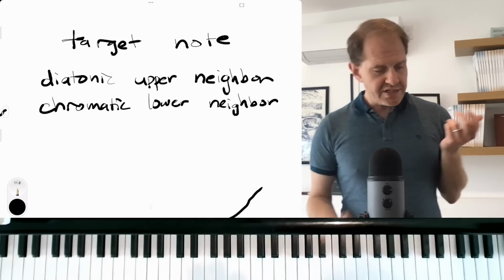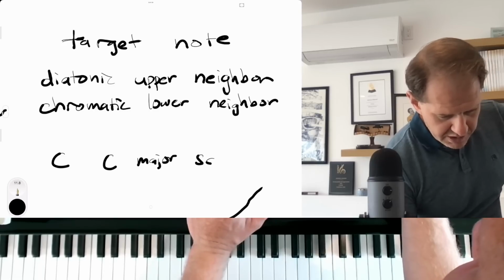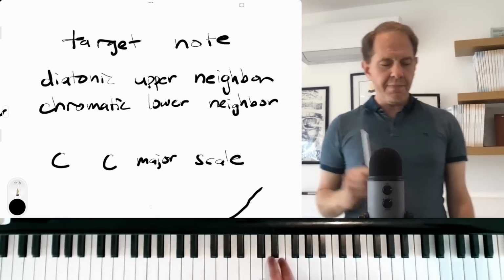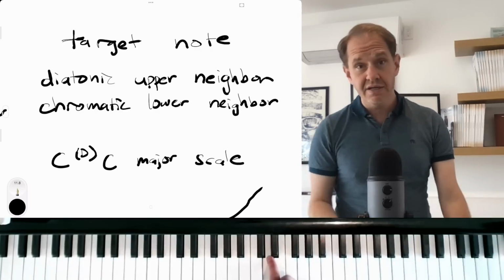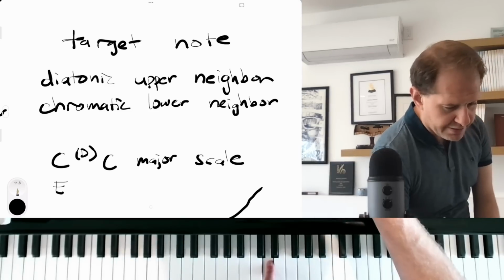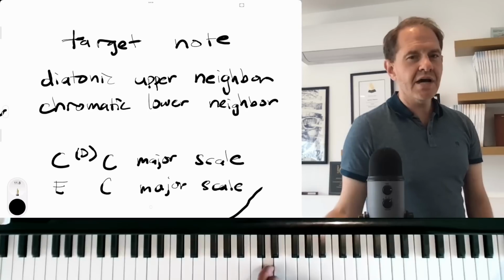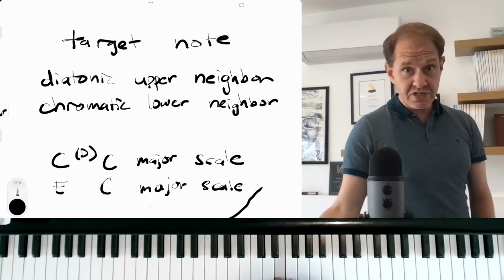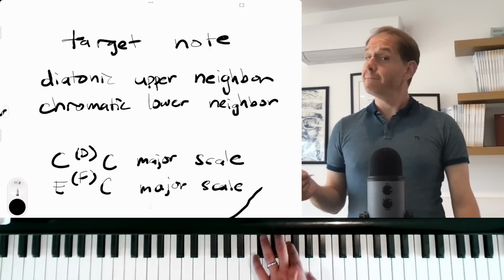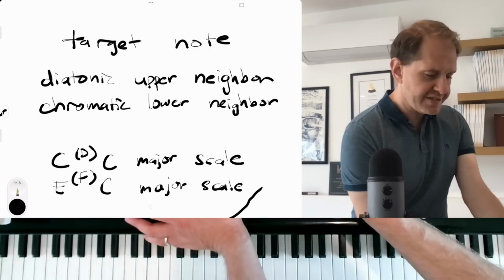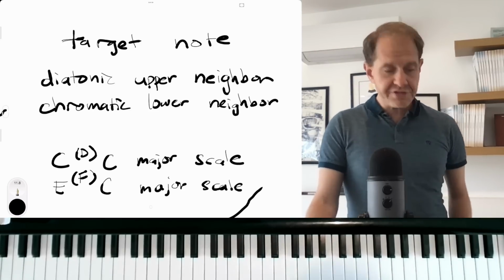So for instance, let's say that our target is C in a C major scale. Now our upper neighbor would be the note above C in the scale, so it would be D. Simple as that. That's a whole step, right? D is a whole step above C. If we're looking at a diatonic upper neighbor above E in that same C major scale, now we're going up in the C major scale to F. Now that note is a half step. So just depending on the position in your scale, we might have a whole step or a half step.